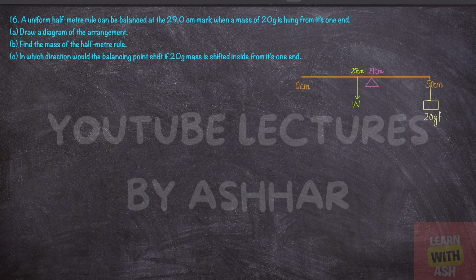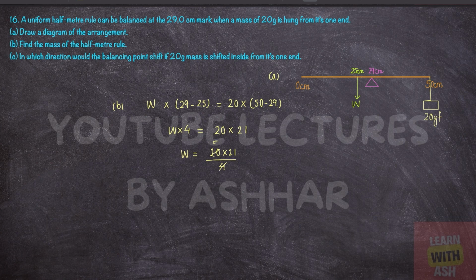So for that, I can simply write for part B, this diagram is for part A, that weight of the meter rule multiplied with the distance, which is 29 minus 25, will be equal to 20 multiplied with 50 minus 29, because all the distances are measured from the pivoted point. Now weight multiplied with 4 is equal to 20 multiplied with 21. So what will be the weight? It will be 20 multiplied with 21 divided by 4. So this will be 105 gram force.